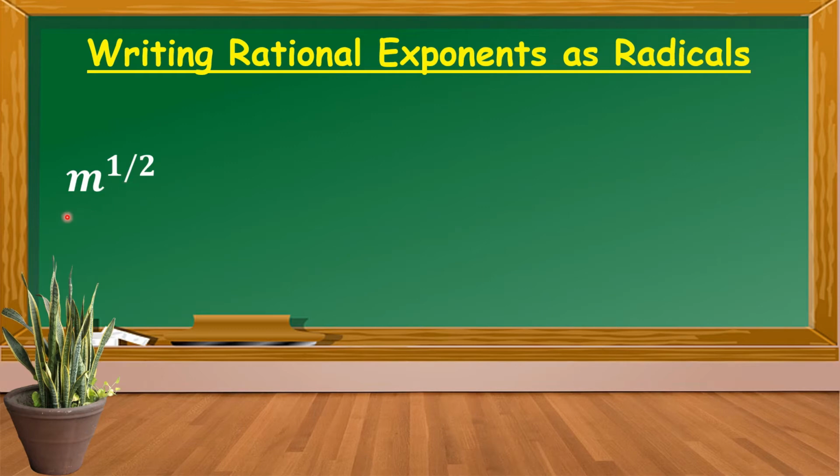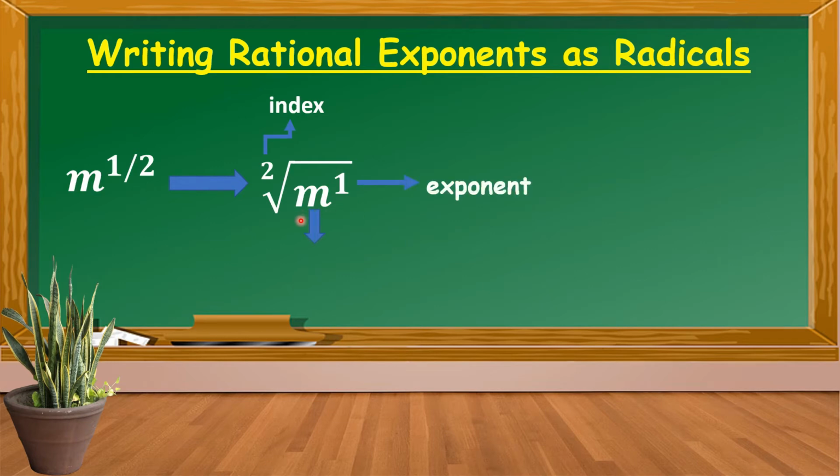We will proceed to the next example. m raised to the power of 1/2. This is a rational exponent. Our base is m and our exponent is 1/2. We are going to write this as a radical. So, we have the square root of m to the power of 1. 2 here, which is from our denominator, is called the index. And 1, which is from the numerator, is called the exponent. And m is called the radicand. And we will not forget our radical sign.